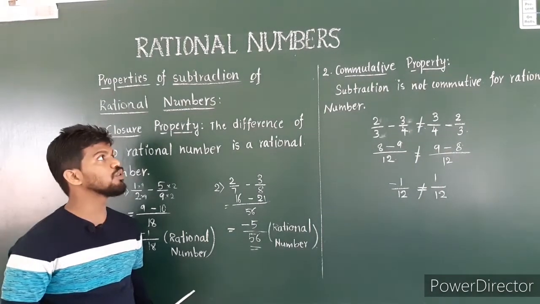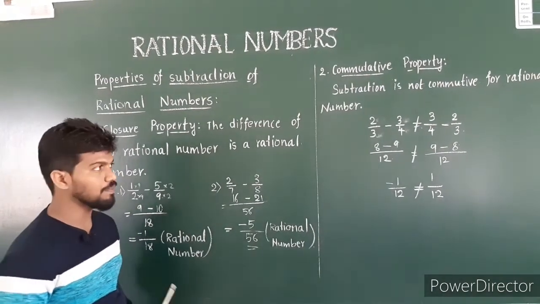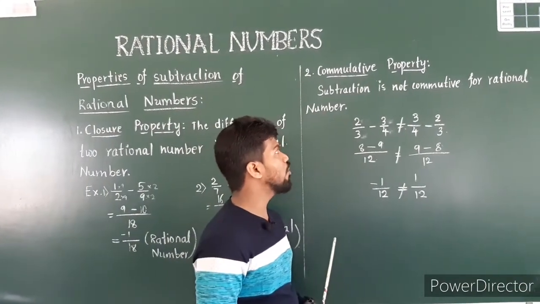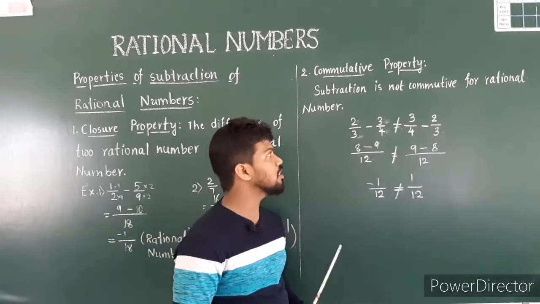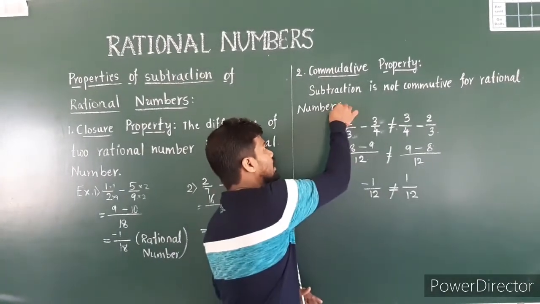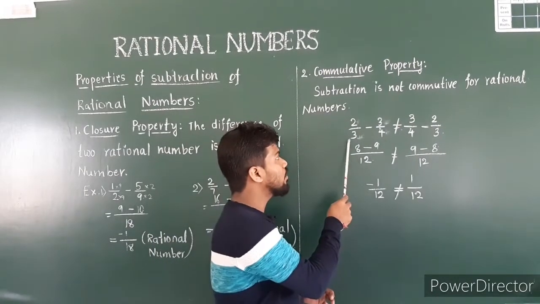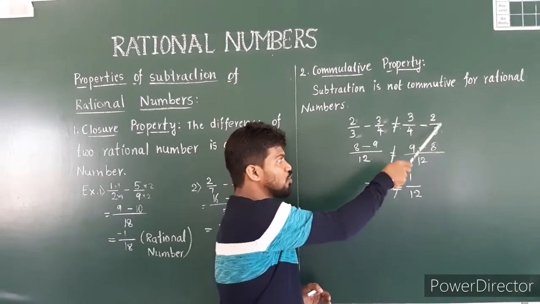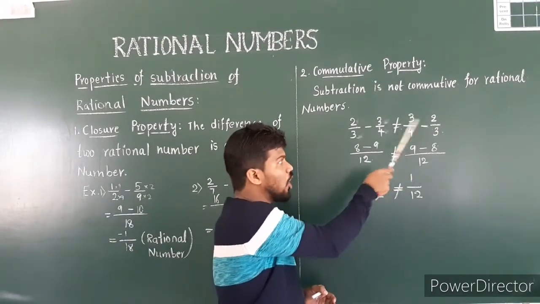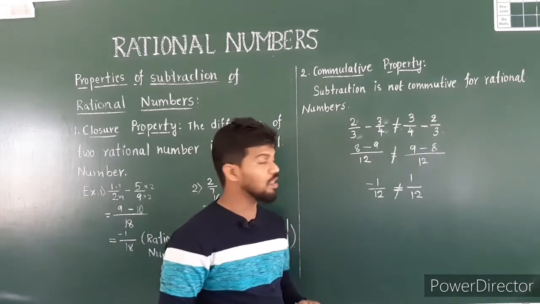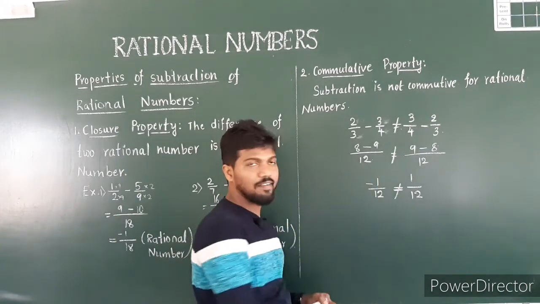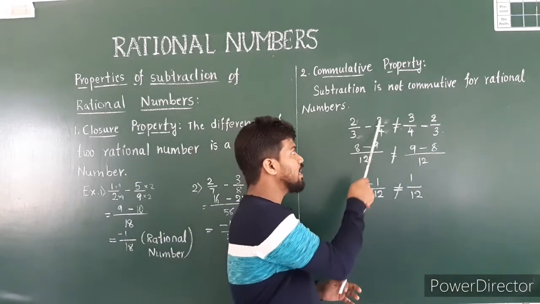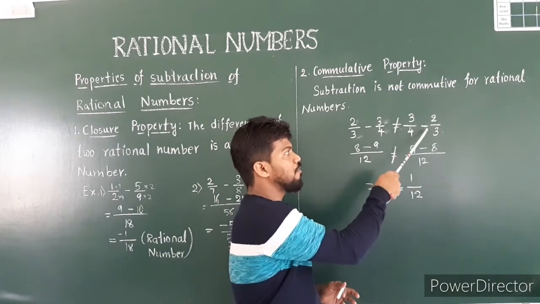So next we go through the commutative property. Subtraction is not commutative for rational numbers. Let me take one example: 2 by 3 minus 3 by 4, and 3 by 4 minus 2 by 3. In the second one I change the order. In addition it is true, but in subtraction it is not true, not equal. Let's see why it is not equal. So 2 by 3 minus 3 by 4 is not equal to 3 by 4 minus 2 by 3.